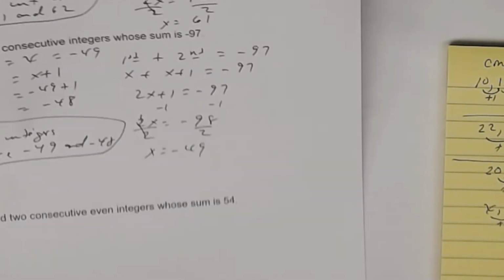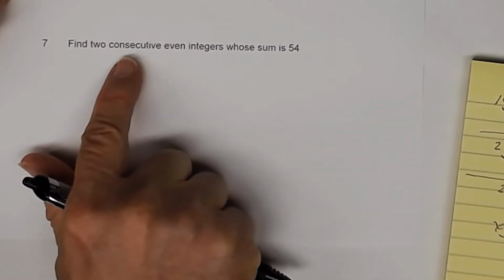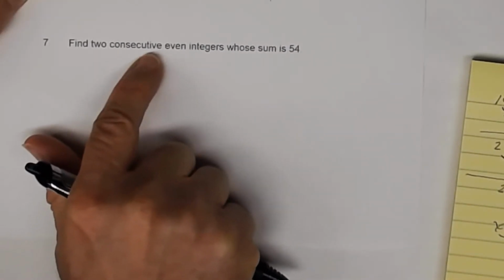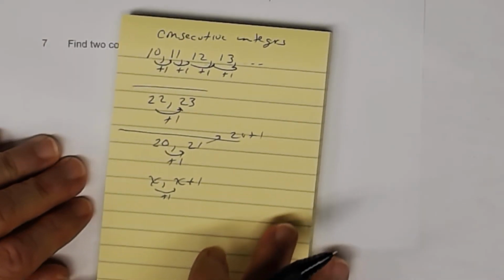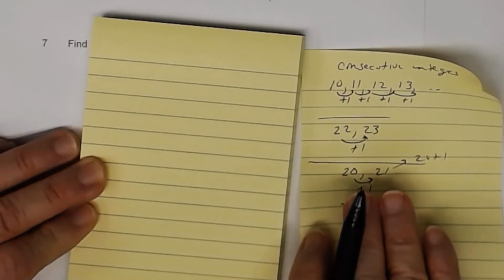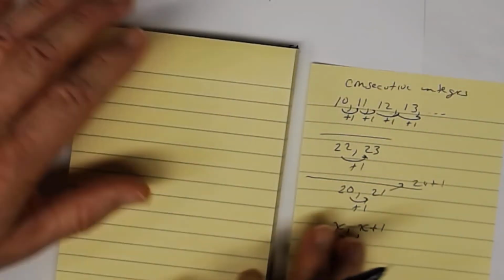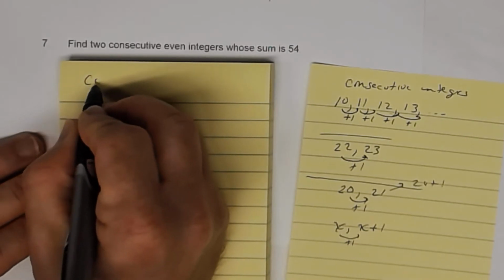All right, now let's get number 7. So, number 7. This time, now be careful, always read carefully, you're dealing with two consecutive even integers. Even integers. So, we talked about consecutive integers. Now we need to talk about consecutive even integers, right? So let's think about that for a moment. Put that here. Consecutive even integers.